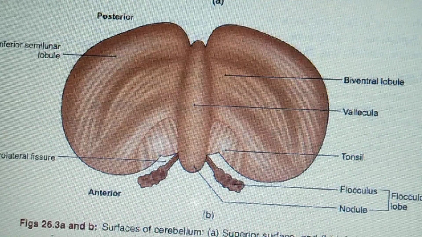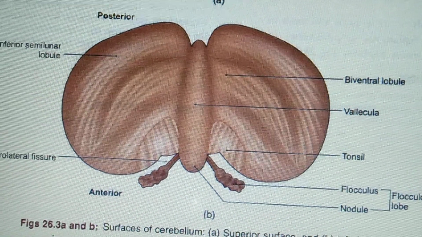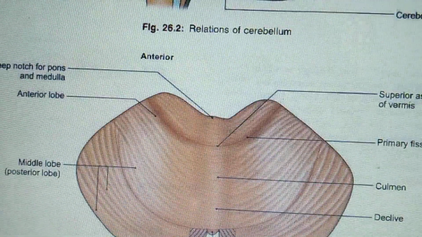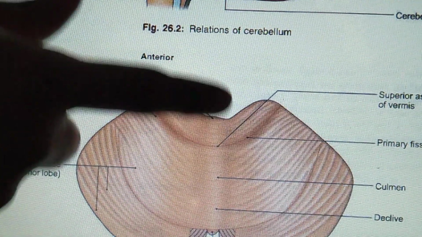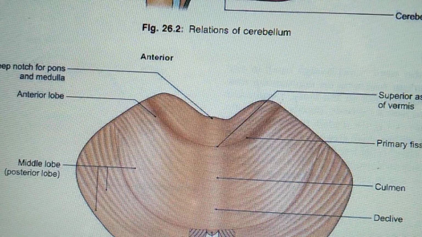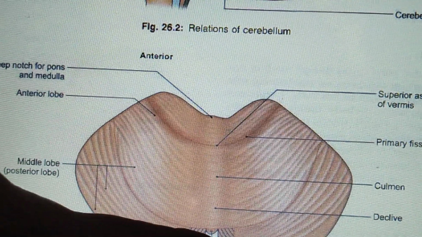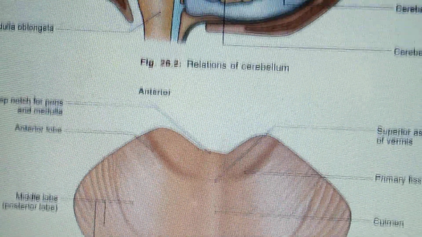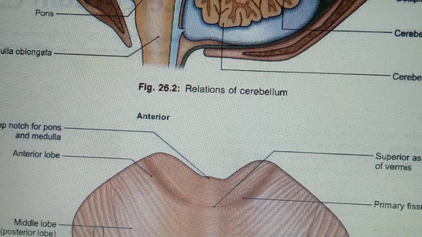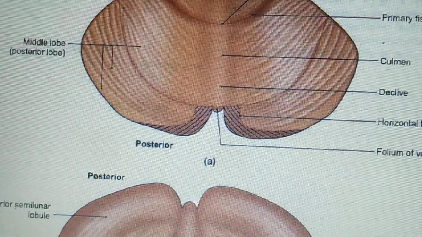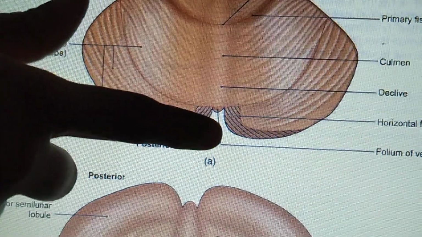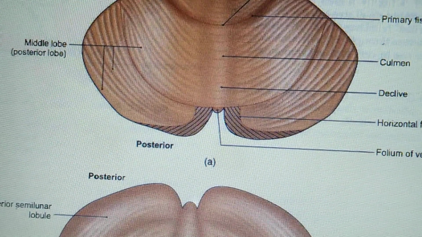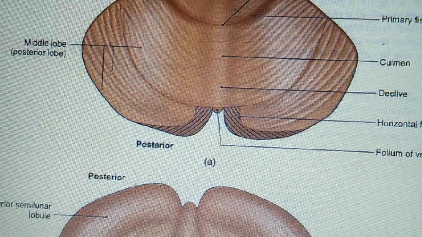The anterior aspect of the cerebellum is marked by a deep notch in which the pons and the medulla are lodged. And posteriorly there is a narrow and deep notch, in which the falx cerebelli lies.